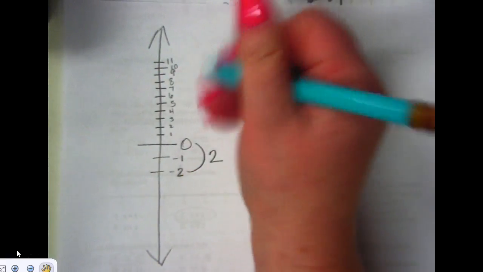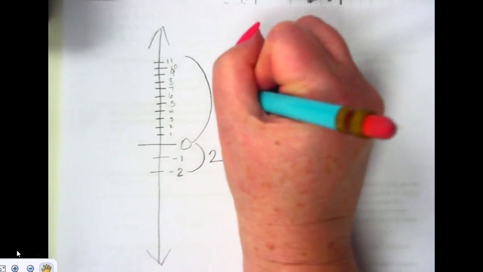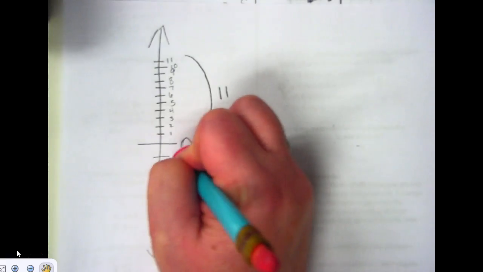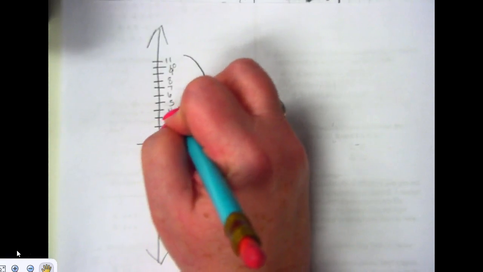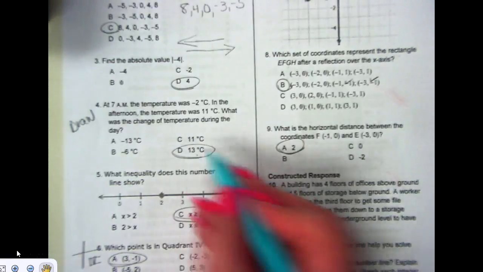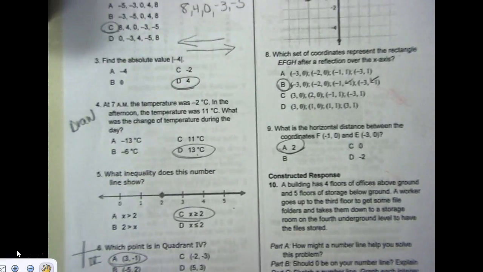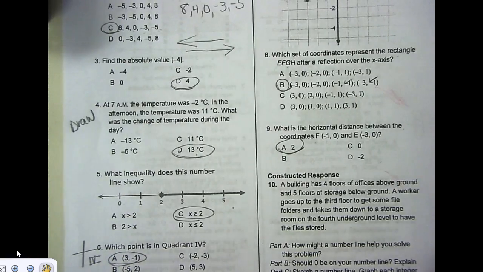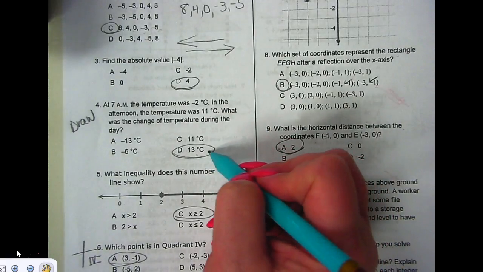What was the change? So if I'm going from here to here, how many places is it? Well, to go from -2 to 0, I had to go up 2 degrees. And then from 0 to 11, I went up another 11 degrees. So altogether, we increased how many degrees? 2 plus 11 is 13, or I could have just done hops. 1, 2, 3, 4, 5, 6, 7, 8, 9, 10, 11, 12, 13. 13 degrees Celsius was the change in temperature. And change is distance on a number line, and that's always positive.